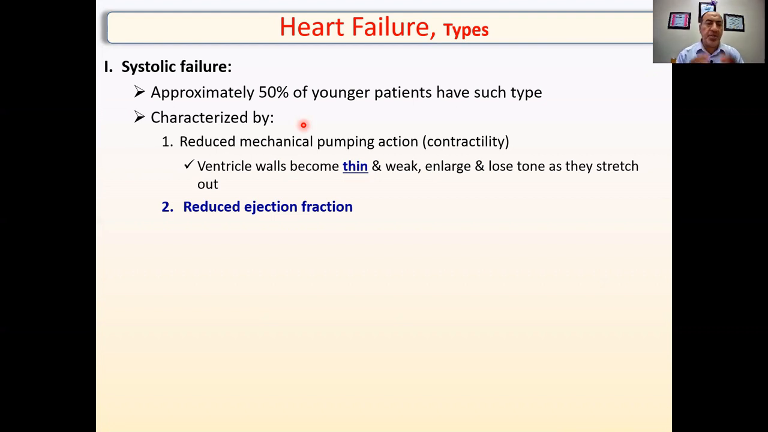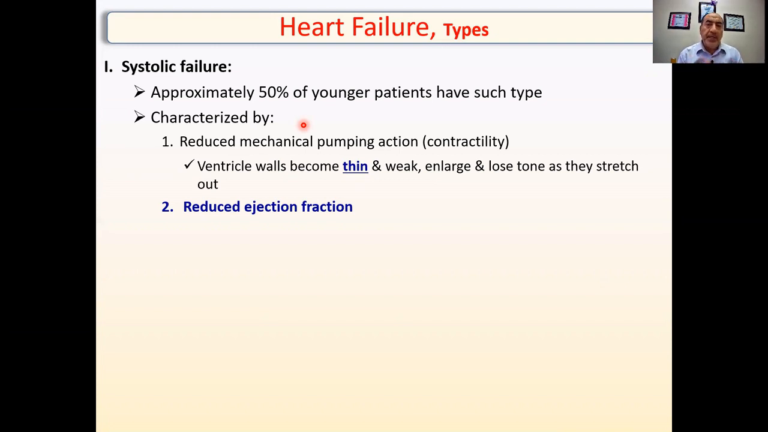We said before the ejection fraction of a normal person is about 50, 60%, 70%. Between 40 to 50% is kind of borderline, so it's not heart failure, but less than 40%, it's the start of heart failure.